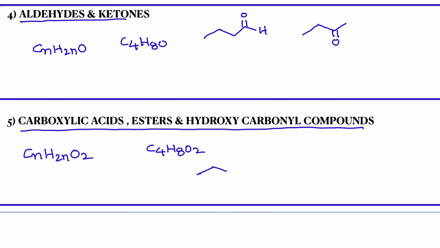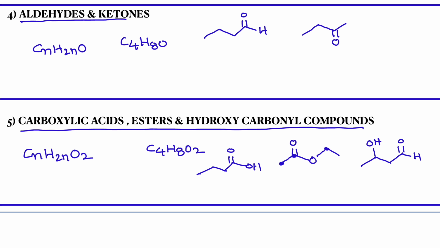Let me take one example, that is C4H8O2, and one structure I am writing is a carboxylic acid. You can see this is a carboxylic acid, and another structure I am writing is an ester. So this is 1, 2, 3, so 4 carbons. We can even write a hydroxycarbonyl compound. So this is the OH group, and here this is aldehyde.